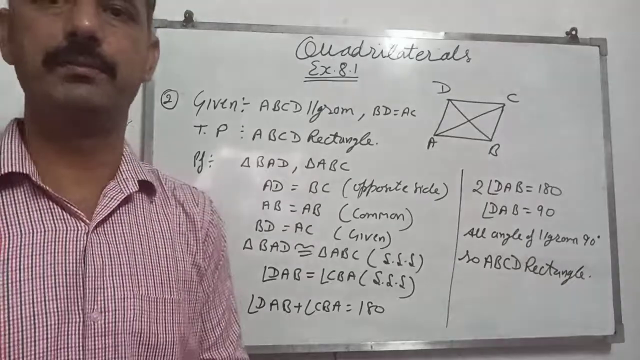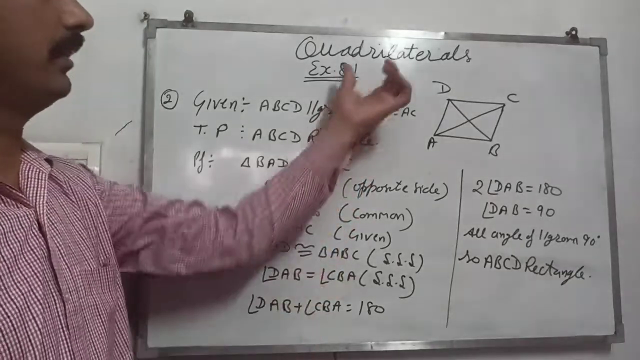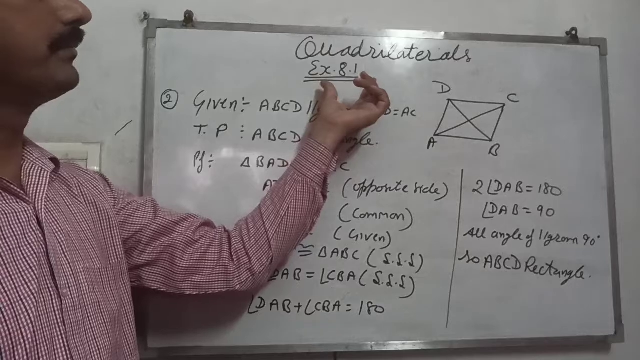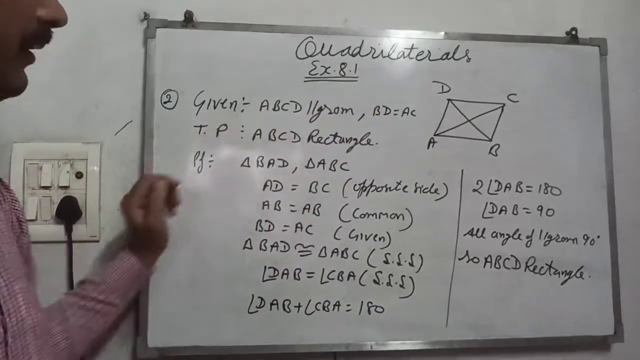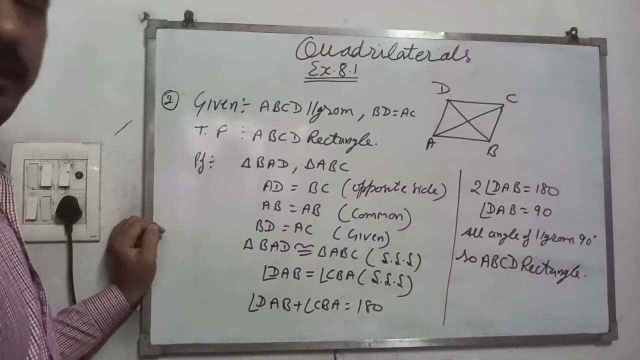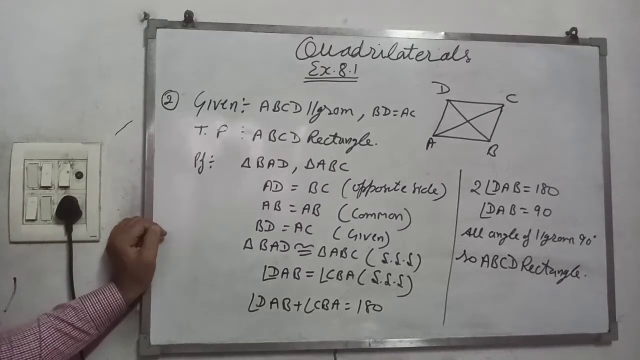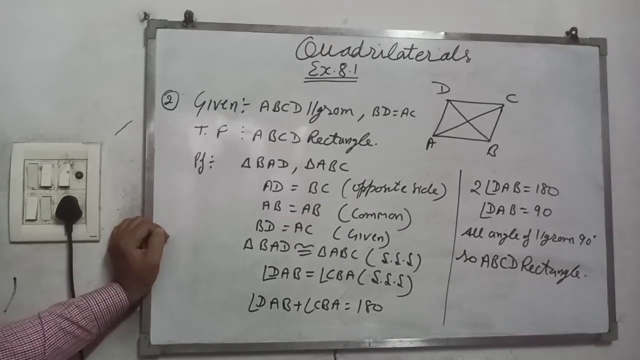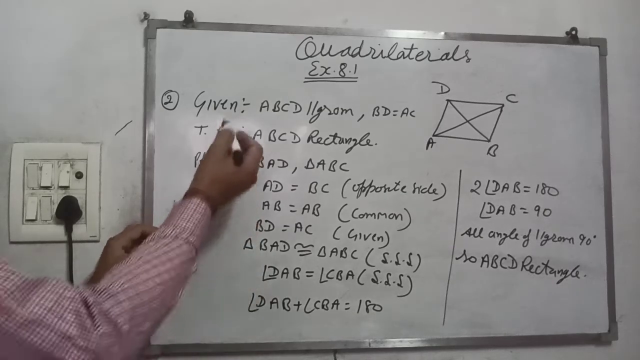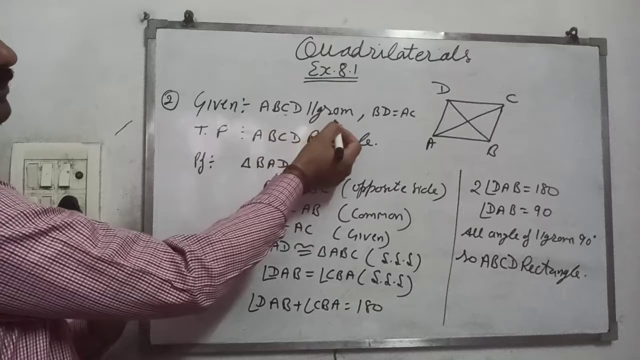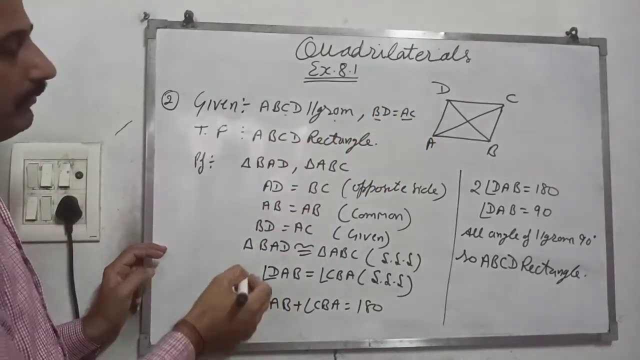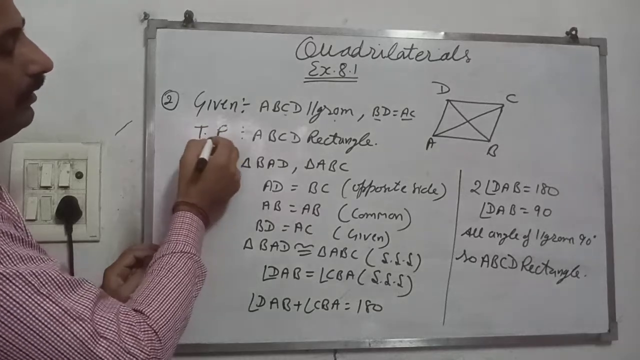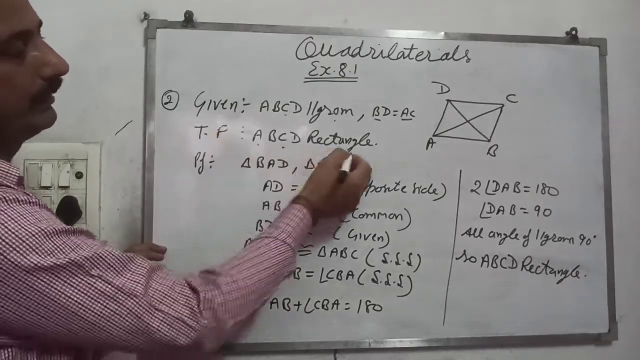Hello students, today we start the new chapter, that is quadrilaterals. There is exercise 8.1. Now we start question number 2. If the diagonals of a parallelogram are equal, then show that it is a rectangle. So ABCD is a parallelogram and diagonal BD equal to AC, that is also given. To prove: ABCD is a rectangle.